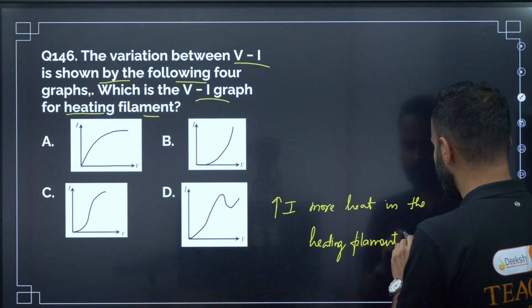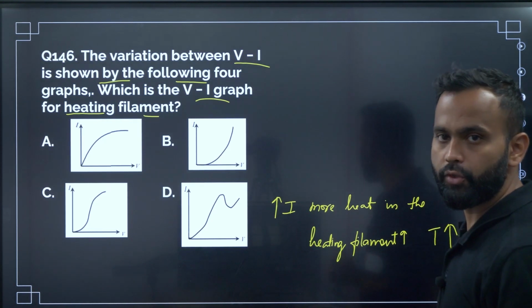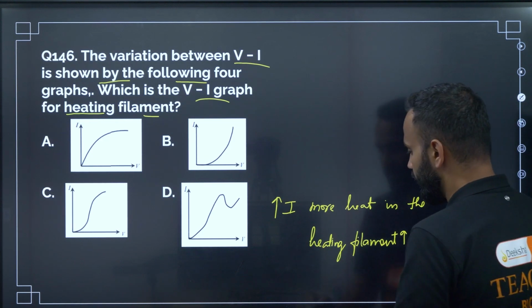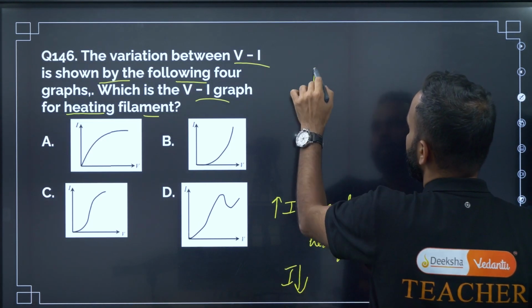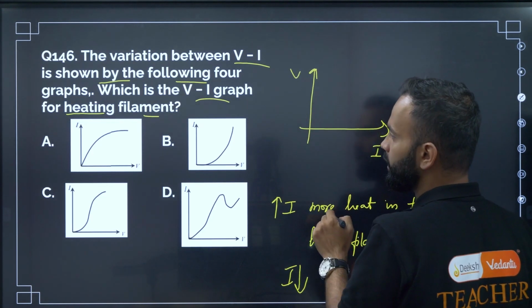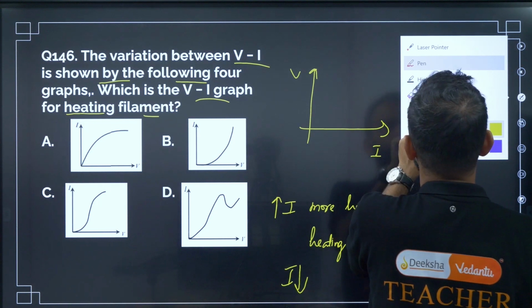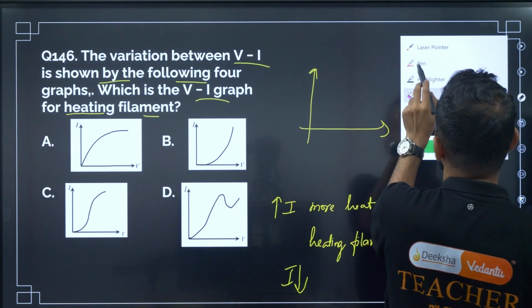So if heat increases, the temperature will also increase, right? Isn't it? Due to which temperature increases. If temperature increases, what happens? The current will decrease, right? Isn't it? Current will decrease. If you draw the V versus I graph, here the I versus V graph, right? Isn't it? I versus V graph.